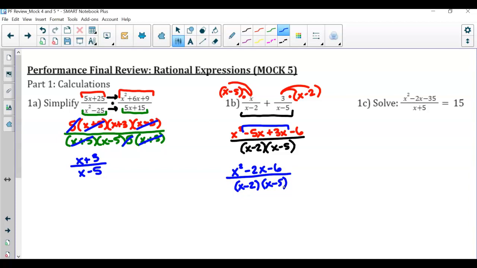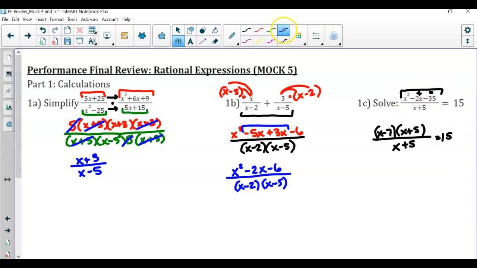Then in 1c, we are actually solving an equation. So I notice that this here I could factor. Anytime I can see if there's any factoring, I'm going to go ahead and factor before I start solving. So what two numbers multiply to get negative 35 and add to get negative 2? Negative 7 and positive 5. And I've got divided by x plus 5, which is equal to 15.